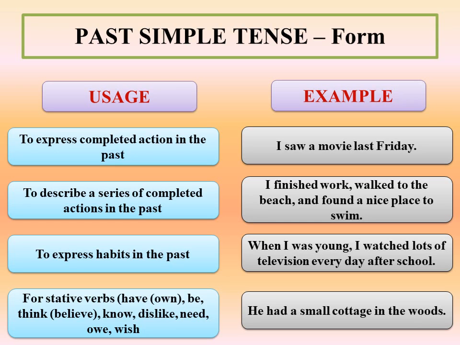So what all did you do? You have completed your work, you have completed walking on the beach, and also you found a good place to swim. That is called a series of completed actions which have happened in the past. And the third usage, to express habits in the past. Habit means what all you do.